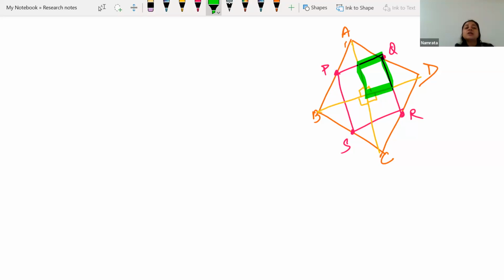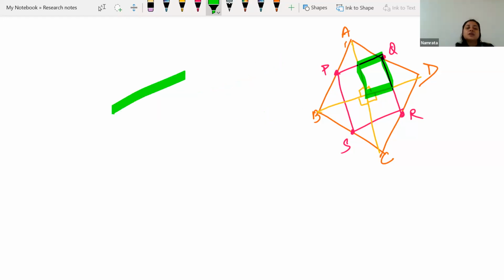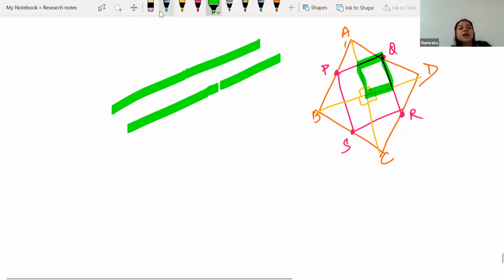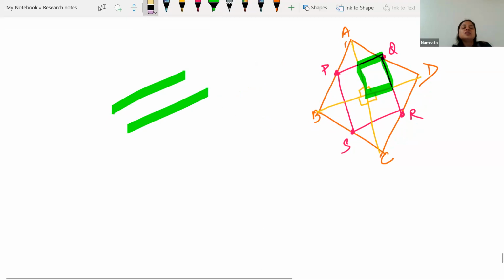If you know about parallel lines, if two lines are parallel and you rub out some part of one line, it will still be parallel to the other line. If you erase it more, both are still parallel. That condition only we are applying over here.